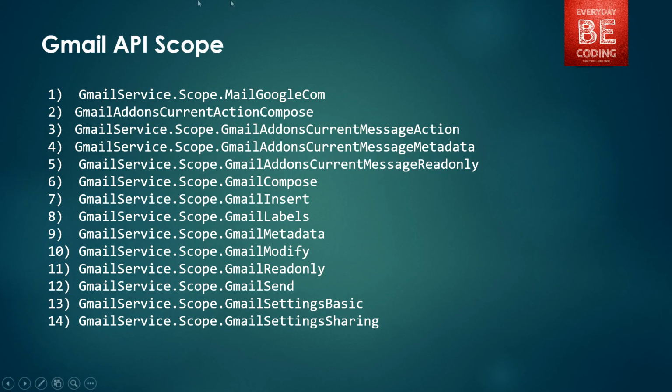Next, those are 14 scopes used in Gmail API application. Basically, by using those scopes, we are accessing Gmail API. So each and every scope has a different permission level. So right now within my application, I have used this particular scope, mail.google.com. By using this scope, my application user can read my Gmail mails, delete my Gmail mails, and also update my Gmail mails.